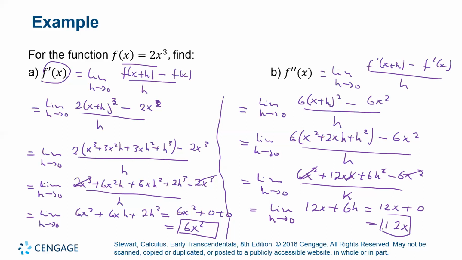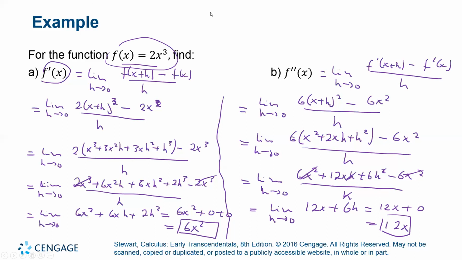Okay, so first derivative, second derivative, we can go to the third derivative, that is differentiating the 12x again, which is the same as differentiating the original function 3 times. Okay, so that is the end of this section, and the next one will follow soon. Thank you.